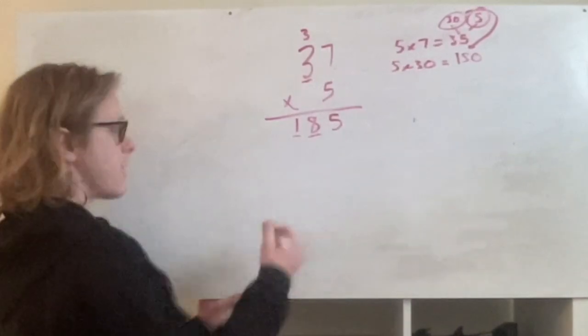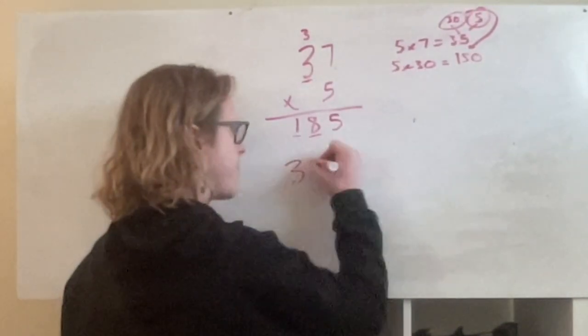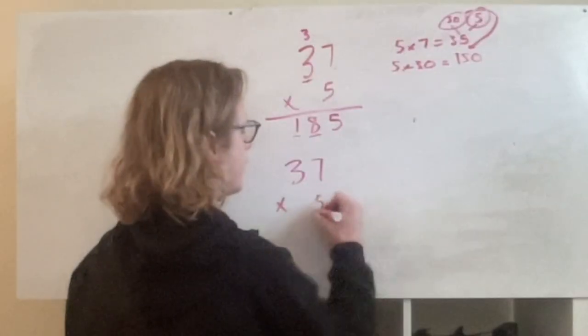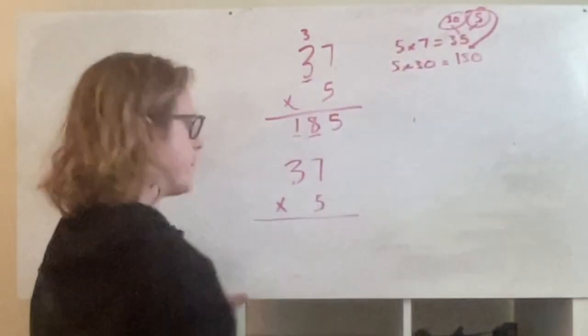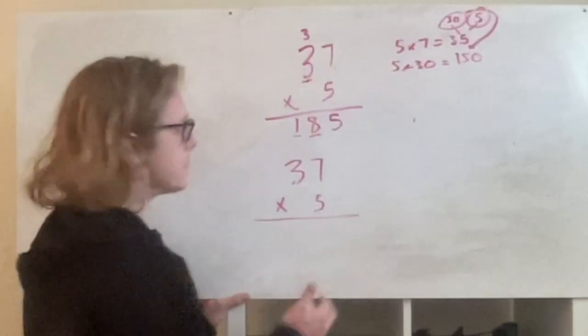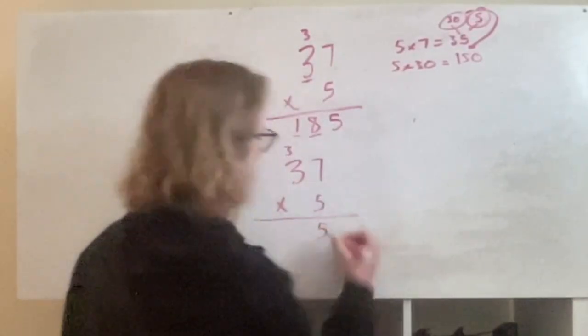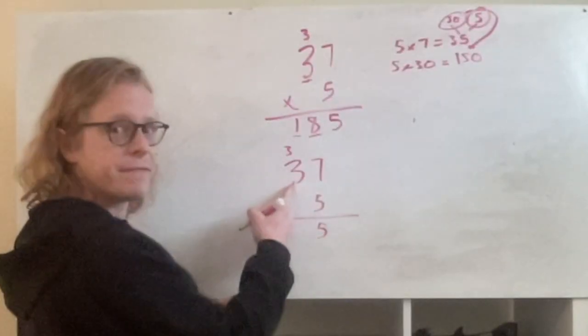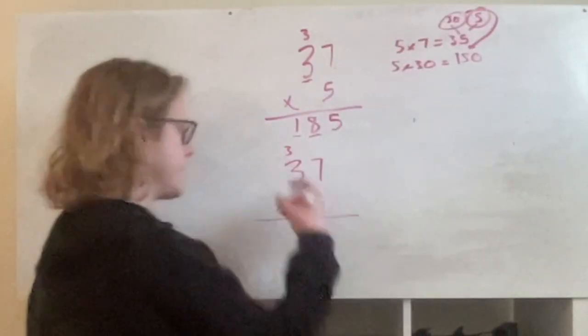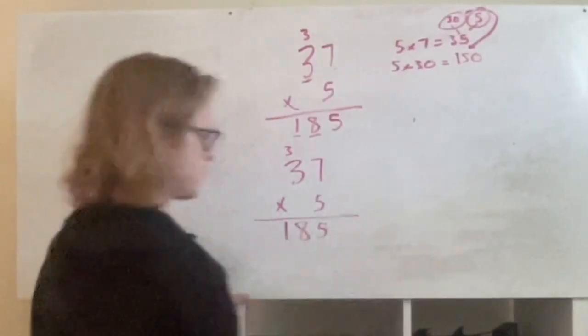Okay, I know I did a lot of talking, so let's do the same problem just one more time through without any of the side business to get the process down. 5 times 7 is 35. 5 times 3 is 15. Plus 3 is 18.